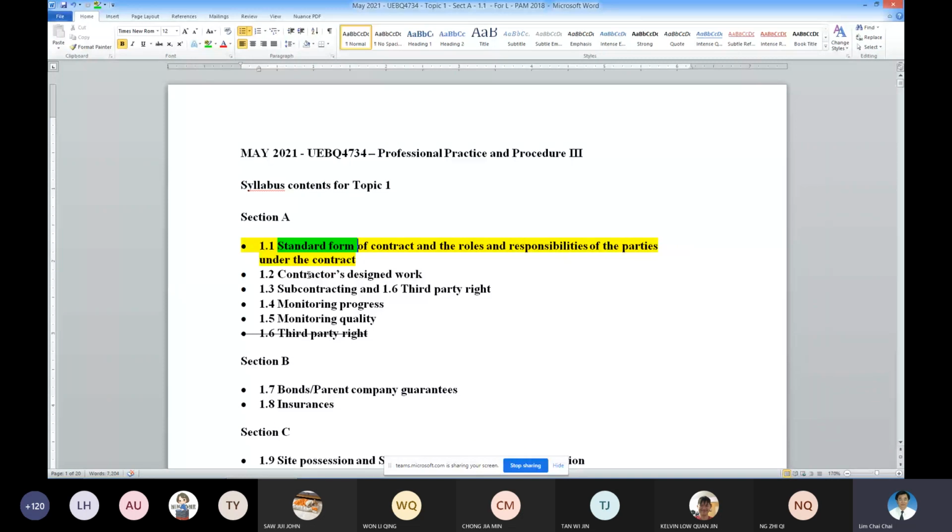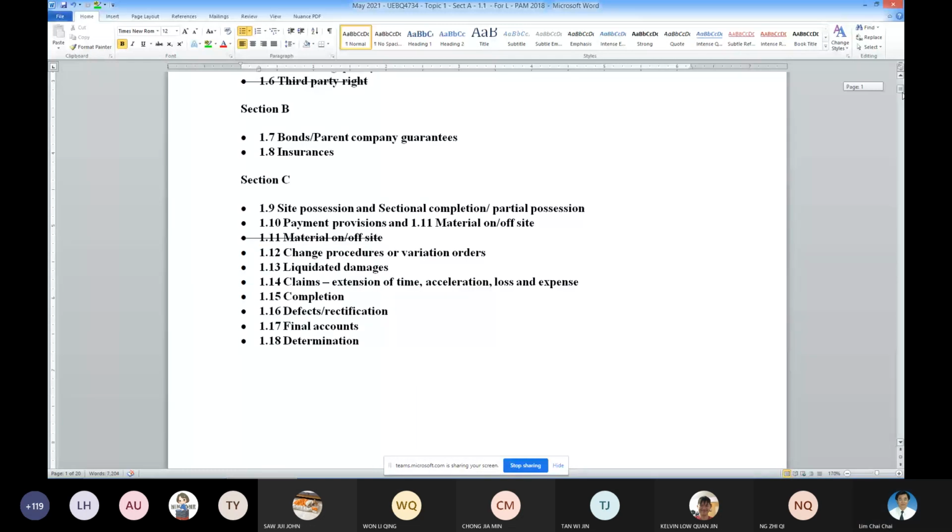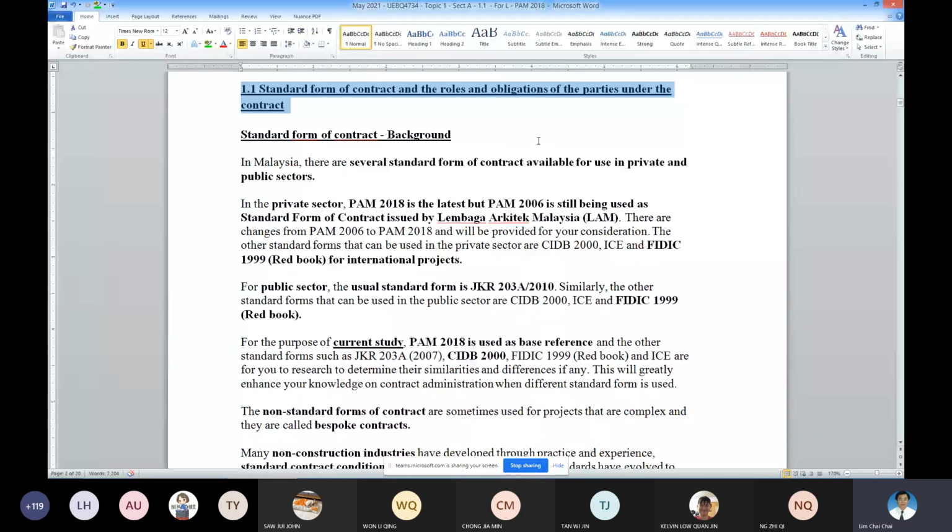Okay, so now under this so-called 1.1, you need to understand why standard form is being used in a lot of the construction contract.